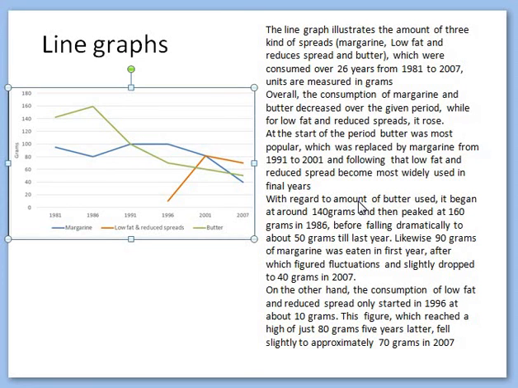With regard to the amount of butter used, it began at 140 grams and then peaked at 160 grams in 1986. The maximum utilization of butter was 160 grams in 1986, before falling dramatically to about 50 grams in the last years.